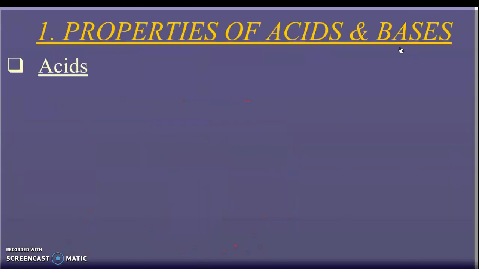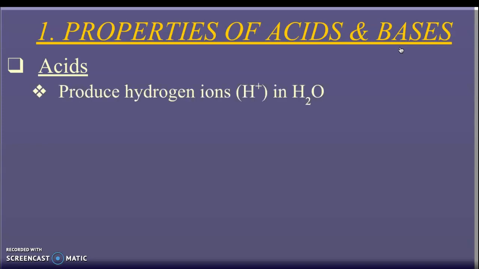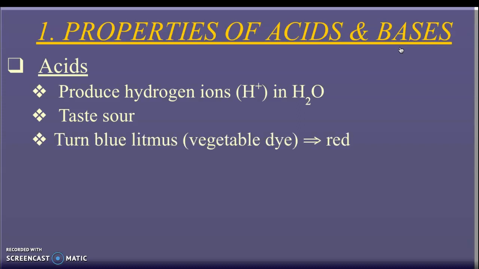So first we're going to talk about the properties of acids and bases, and the first thing we're going to talk about is acids specifically. So an acid will produce hydrogen ions, or H plus ions, in H2O. H plus ions are also known as protons in the atom because they're just like a positive charge. So that's another way to call it. You could call it H plus, you can call it hydronium ion, you can call it a proton. It's the same thing. They generally taste sour.